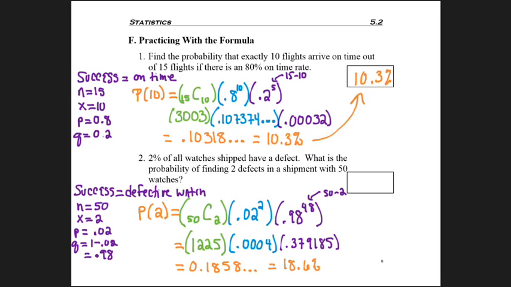which gives me a rounded 18.6%. Don't forget that when you go to round, I'm looking at the number after my cutoff point, and because that 8 was a 5 or larger, the 5 that I underlined rounds up to a 6. And so I place my answer in my answer box that there is an 18.6% chance that 2 watches would be defective.